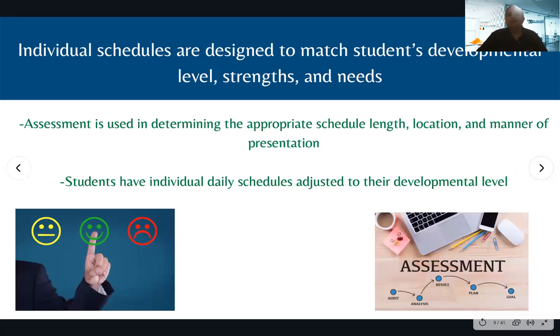Okay. Then individual schedules are designed to match students' developmental level, strengths, and needs. So assessment is used in determining the appropriate schedule length, location, and manner of presentation. So again, things that we have just been talking about. And students have individual daily schedules adjusted to their developmental level. So all these things go really hand in hand with what we just talked about. What their schedule looks like should be very individualized, whether it's the pictures, whether it's the objects, whether it's just checking things off, or even if it's just in their binder and it's written out like we discussed a little bit last week, that's fine too. It's really just getting to whatever it is that the child needs.